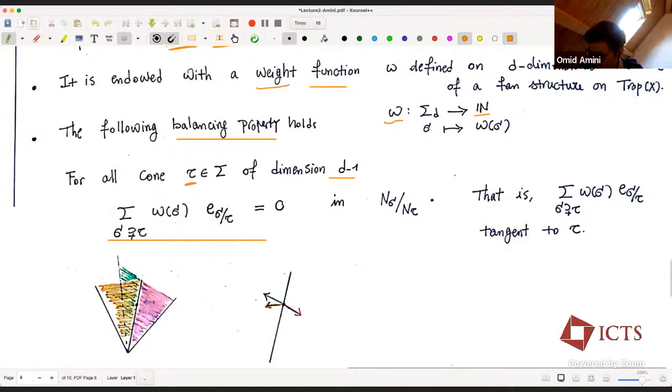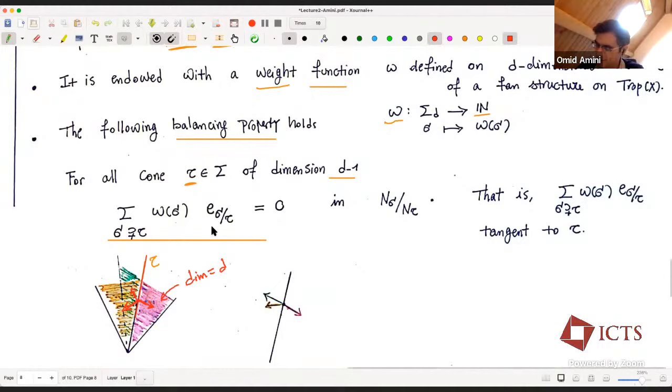In this picture, this is the cone tau, and these three cones that you see here are the cones sigma in the fan which contain tau strictly. So they are maximal dimensional; these are of dimension d. Now what you look at are these normal vectors. You take a point here and you look at all the normal vectors which point inside sigma for the corresponding cone. So you go from tau to this cone sigma, and this is the vector e sigma tau. Okay, you get three vectors: one vector here, one vector here, and one vector in the green part.